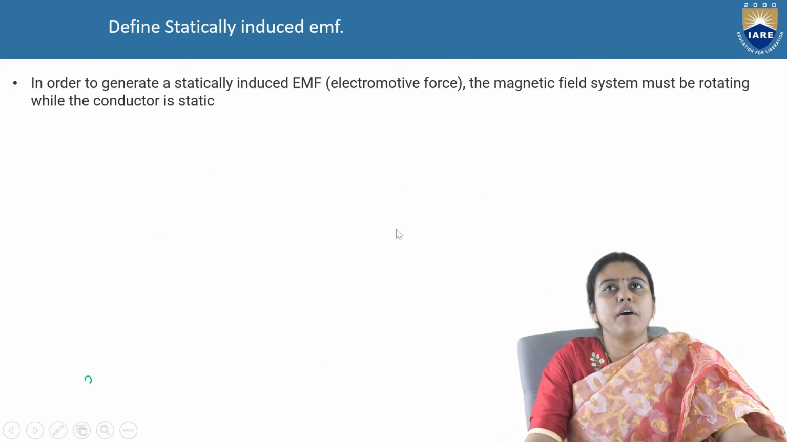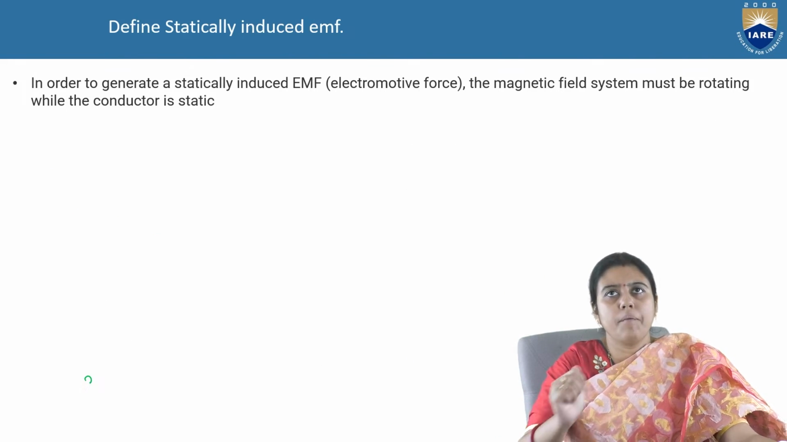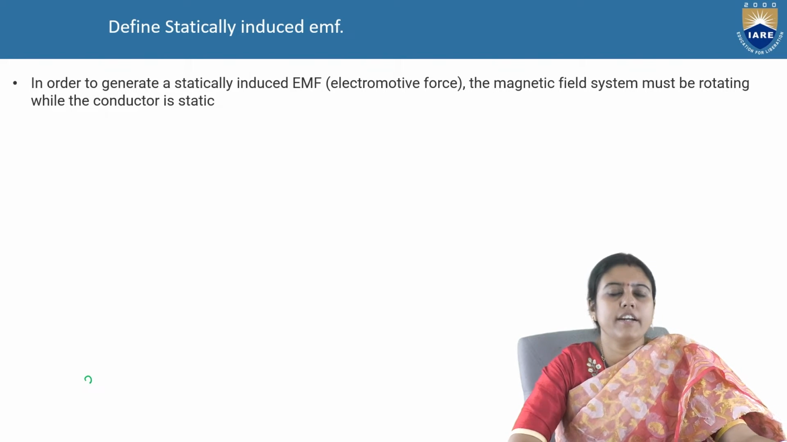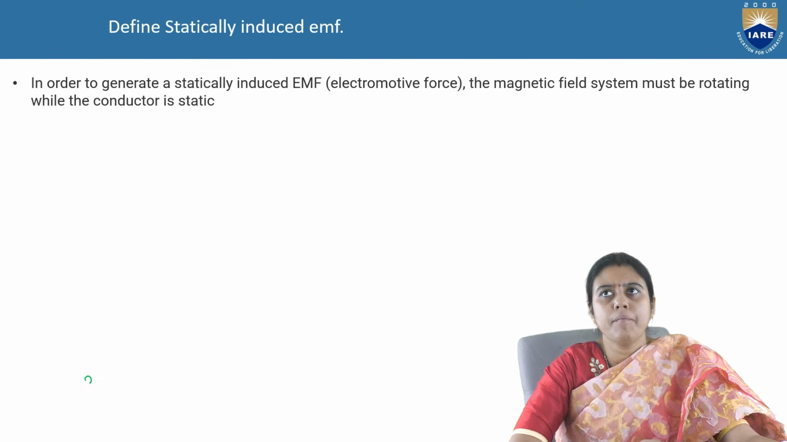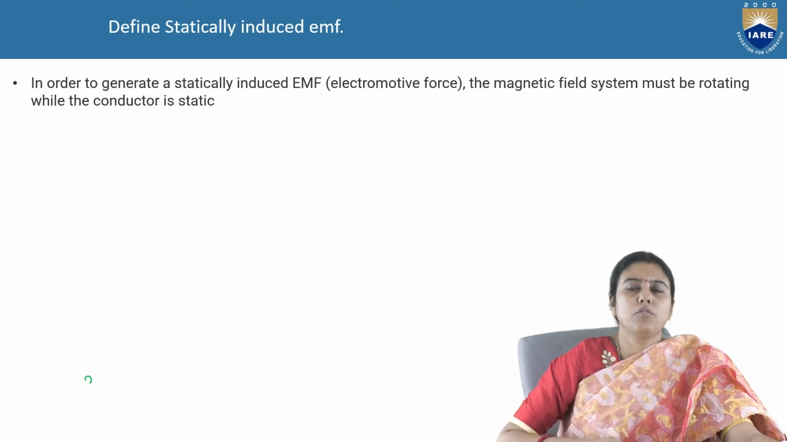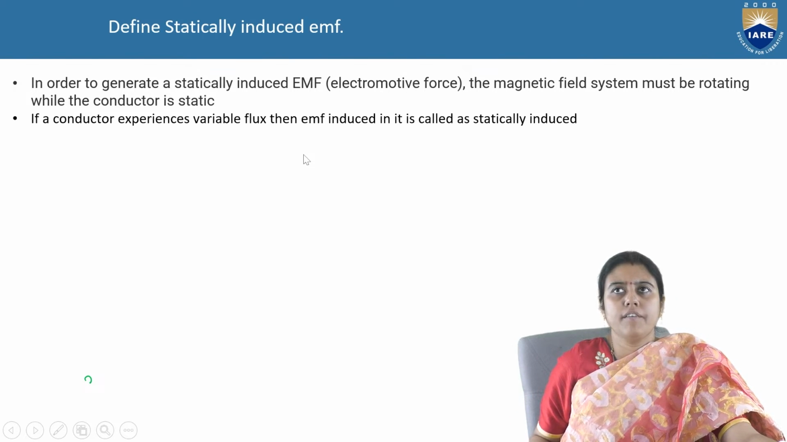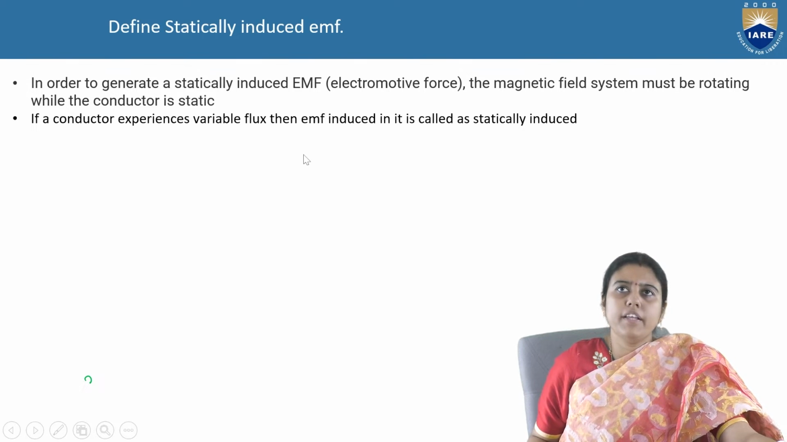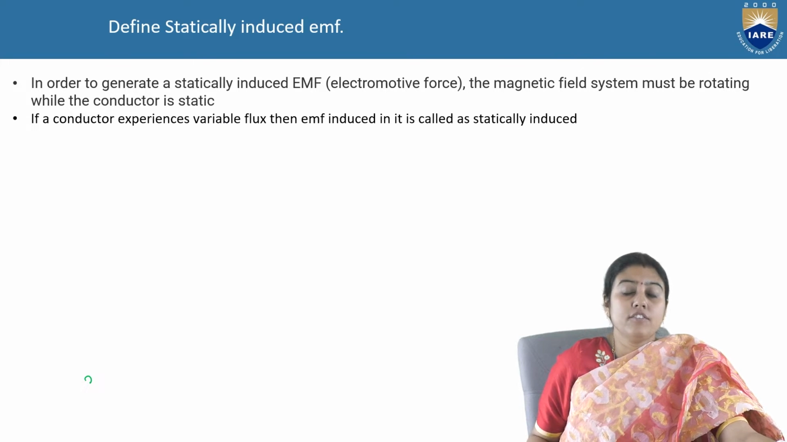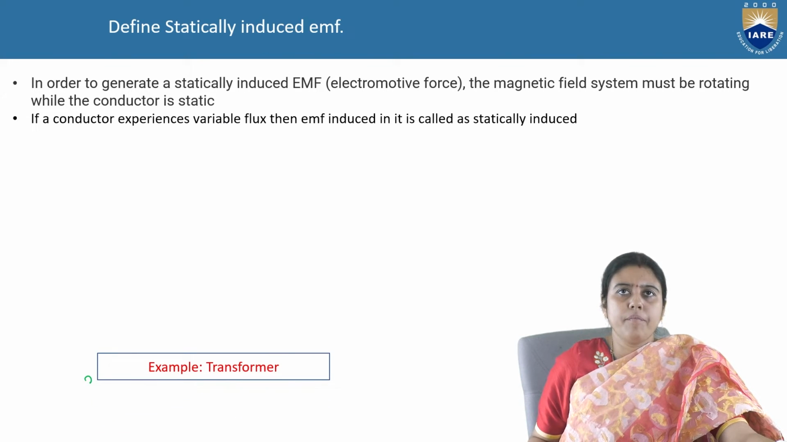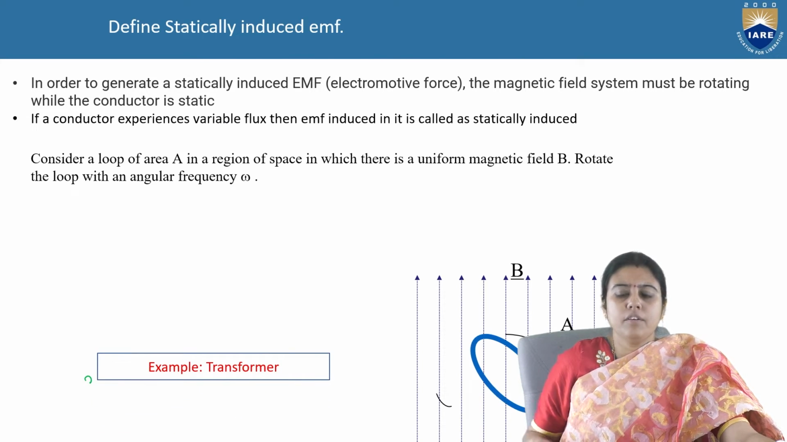Now we are talking about the statically induced EMF. In order to generate a statically induced EMF, the magnetic field must be rotating and the conductors are in the static condition. If the conductor experiences any flux change, we can say this is a statically induced EMF. So what is the example? You can see here.